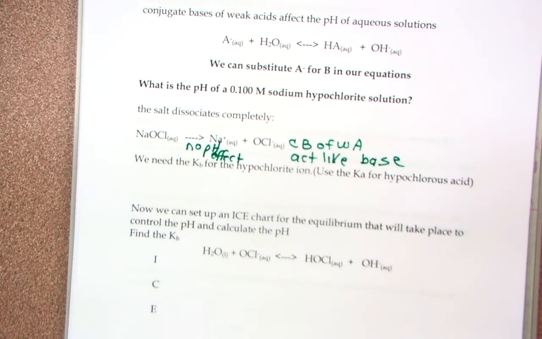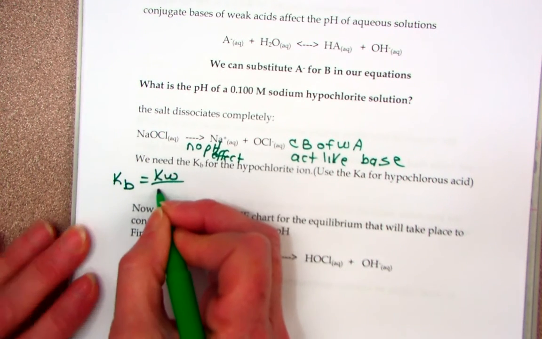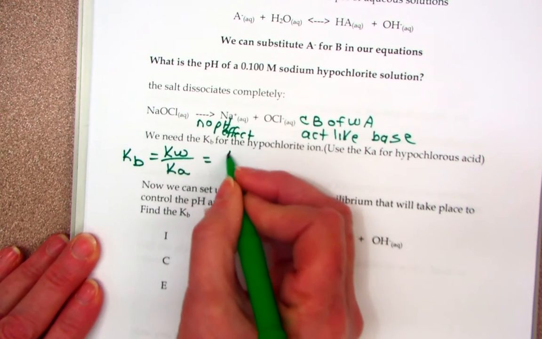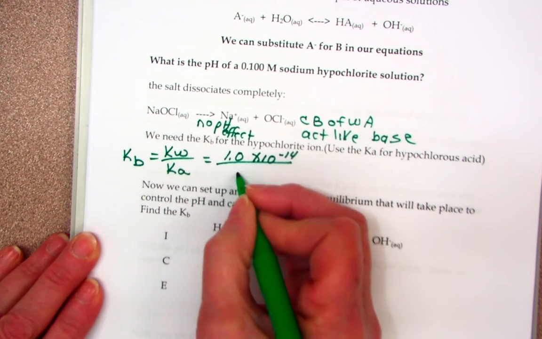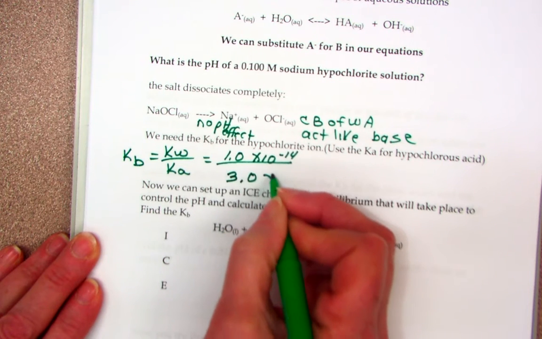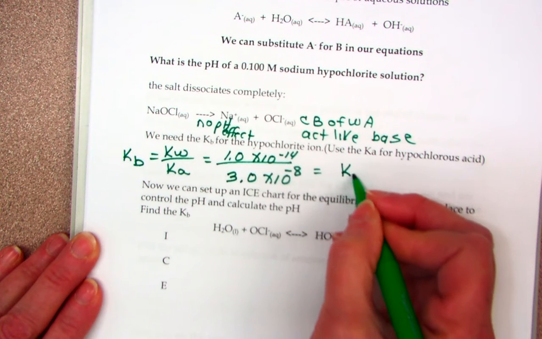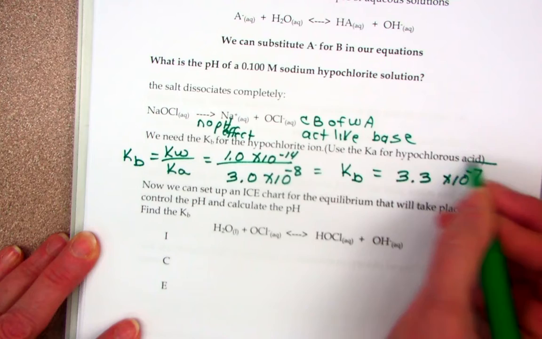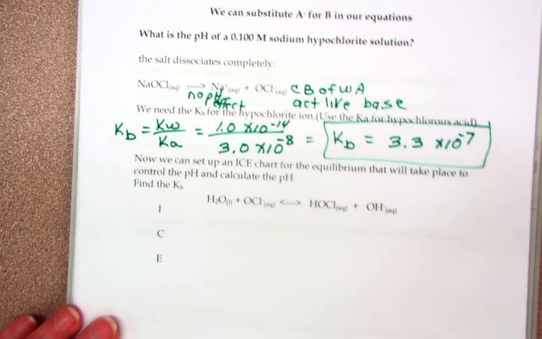Since it acts like a base, I need the Kb for the hypochlorite ion. So Kb is equal to Kw divided by the Ka for hypochlorous acid. So 1 times 10 to the negative 14th divided by Ka, which I go look up on the chart, hypochlorous acid, 3.0 times 10 to the negative 8th. So my Kb is 3.3 times 10 to the negative 7th. It's a nice small number, so I can simplify my math and assume x is going to be small in this example.